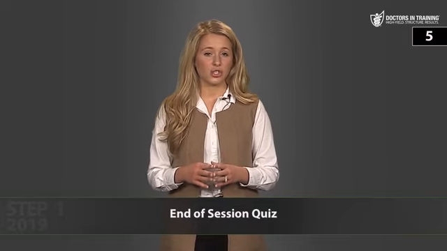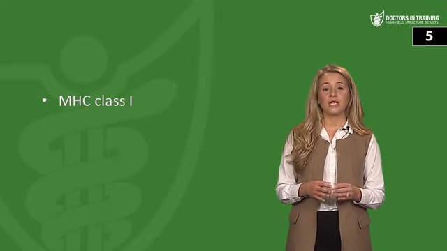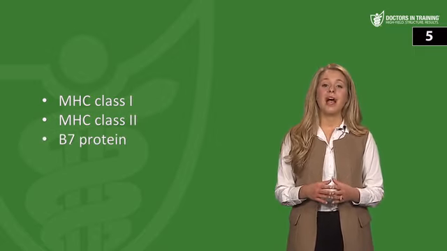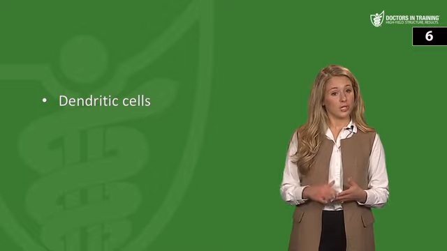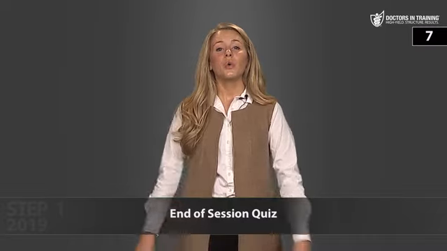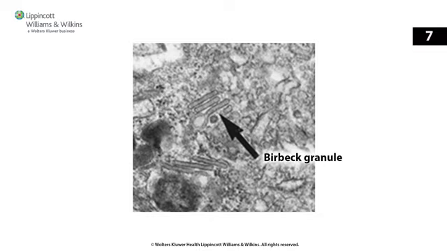First question. What molecules are expressed on the surface of dendritic cells? We mentioned MHC class I, MHC class II, a B7 protein, and CD40. Next, what are 3 cell types that are known for presenting antigens to CD4 T cells? These are dendritic cells, macrophages, and B cells. Next, what characteristic finding would you see on electron microscopy of a dendritic cell in a patient with Langerhans cell histiocytosis? That's a Birbeck granule.